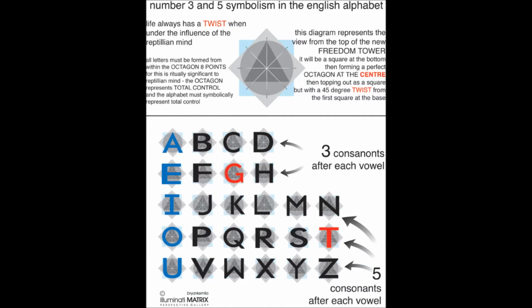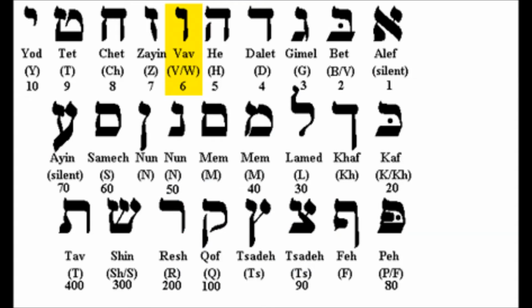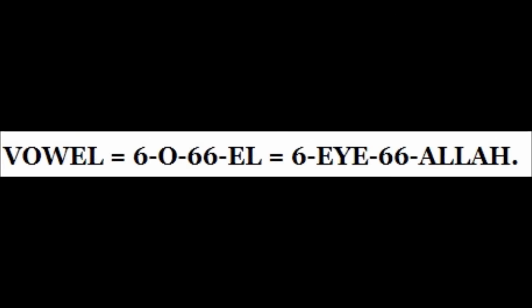There are 5 vowels, with the number 5 suggesting sacrifice, which are used basically for deception, more than for diction. The Hebrew numeric value for the Vav, or the letter, is 6. With this in mind, the word vowel equals 6066L equals 6I66L.